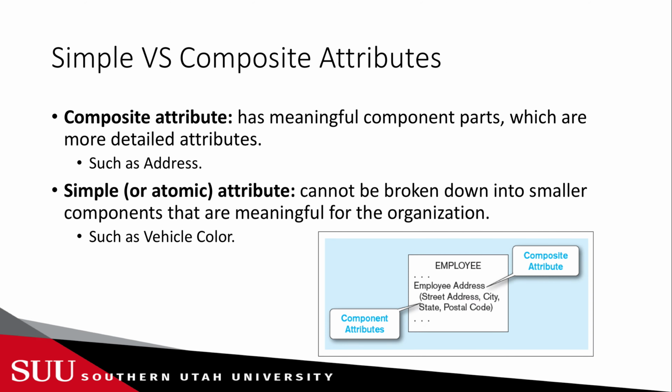Now, how do we model them? For the composite attribute, we write the name of the attribute and then in parentheses we include all of the parts. So for example, we have employee address and then we have the parts of that address inside the parentheses. For the simple attributes, we just write the attribute without any parentheses, without anything to say that this is a symbol, because by default it's a simple attribute.